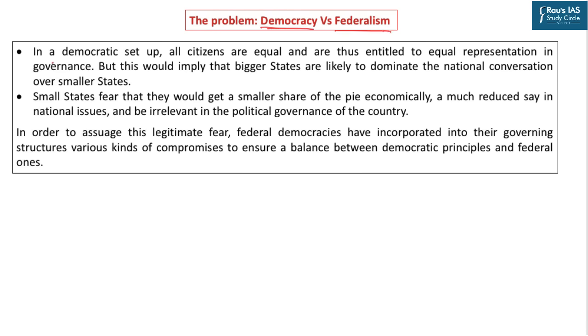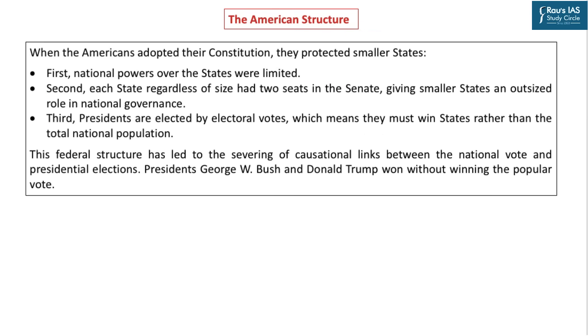In a federal structure, smaller states always have a fear of getting bulldozed, of getting dominated by the larger ones. There's a fear that they will get a smaller share of the economic pie. There's a fear that political ideology will be imposed on the smaller states. Globally, to allay such fears, a compromise has always been struck. The best example comes from the United States of America, which in the true sense is a federation. The USA has adopted many constitutional measures to protect the interest of smaller states.